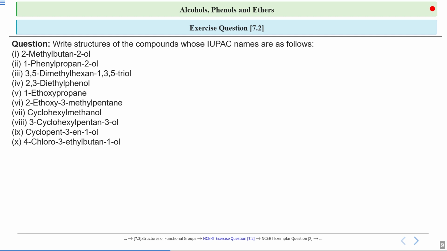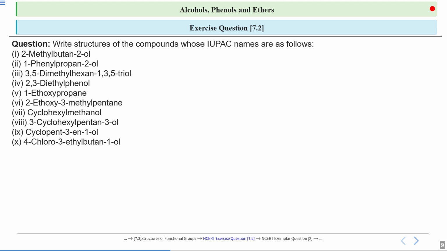Let's solve exercise question 7.2. The question is: write the structures of compounds whose IUPAC names are as follows. We are given 10 different compounds, and you have to write their structures from the given IUPAC names. First, 2-methylbutan-2-ol. Second, 1-phenylpropan-2-ol.